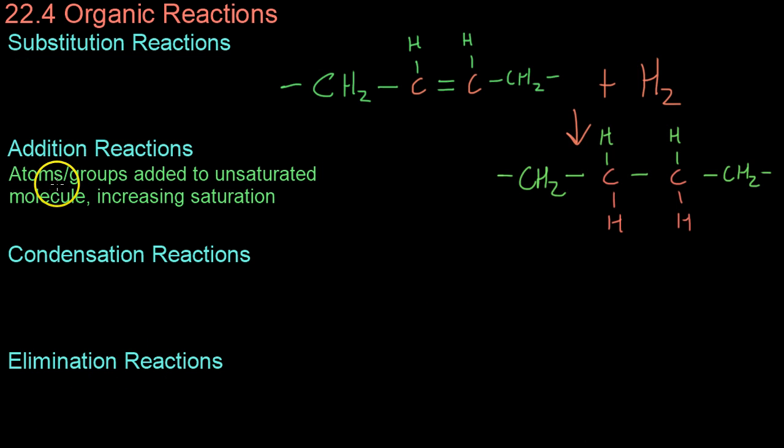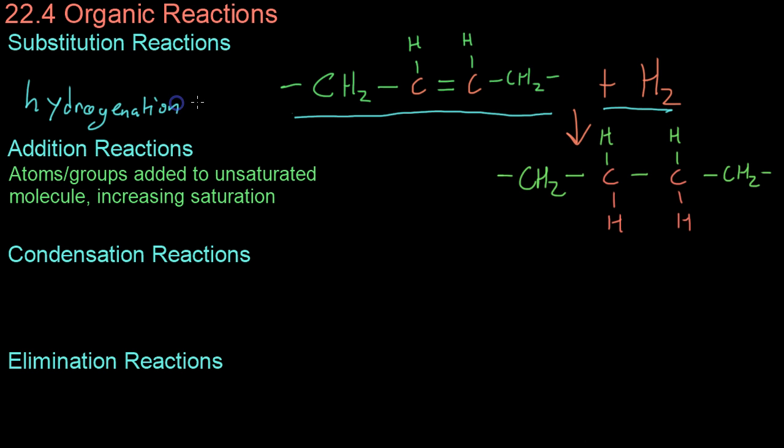So the next reactions we're going to be looking at are what are known as addition reactions. Addition reactions are basically where you take an atom or a group of atoms and add them to an unsaturated molecule, thus increasing the saturation. So for example, if we start off with this section of an oil of some sort, let's say vegetable oil, you can run hydrogen through it through a process known as hydrogenation. Through this process, you can break up the double and triple bonds that may be in this organic compound chain.